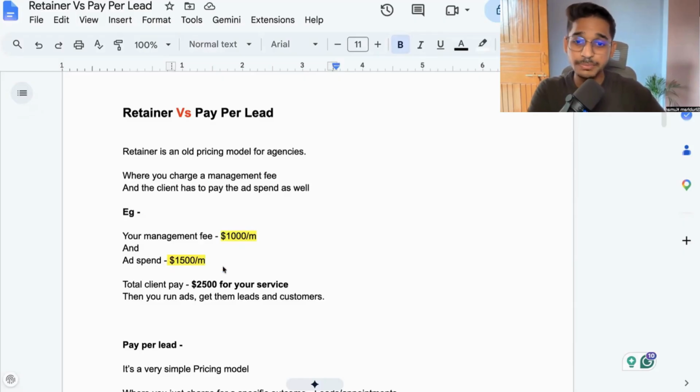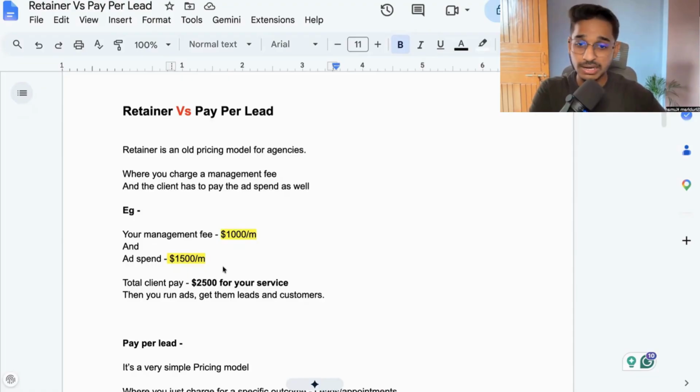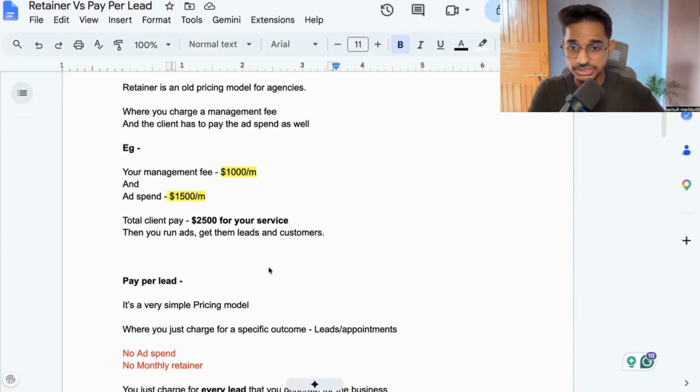So in total, the client pays $2,500 for your marketing services, and then you run ads to get them more leads, more customers. Okay, and that's how the retainer model usually works, which is pretty good, decent.